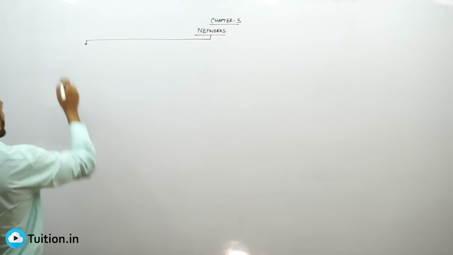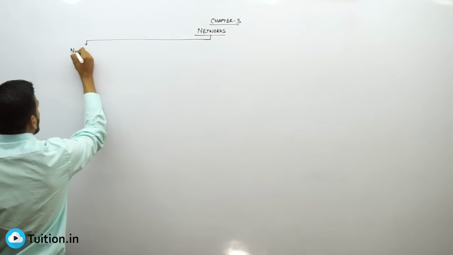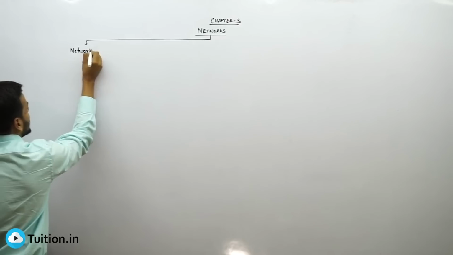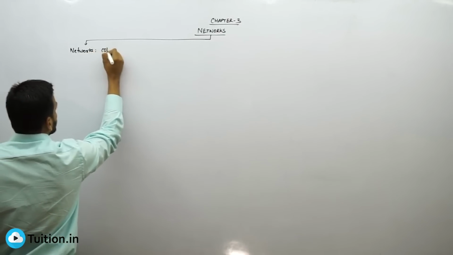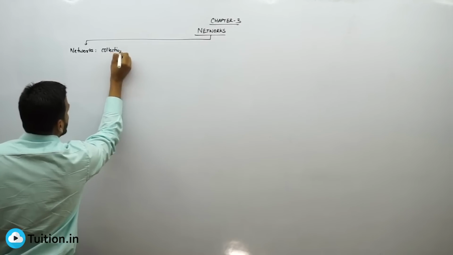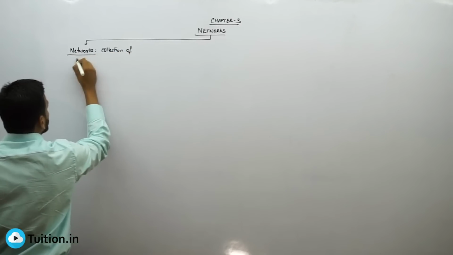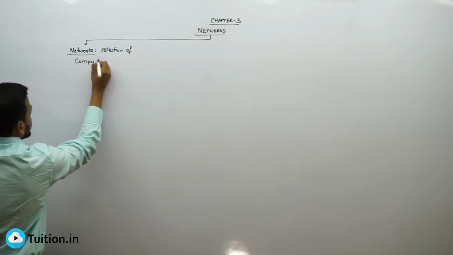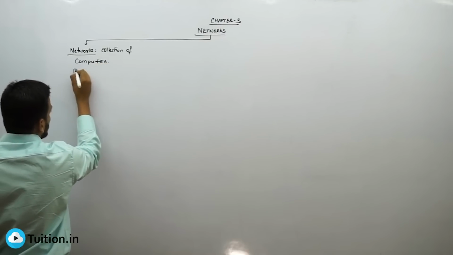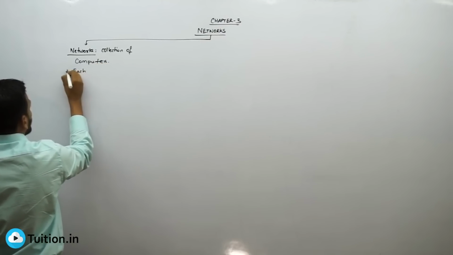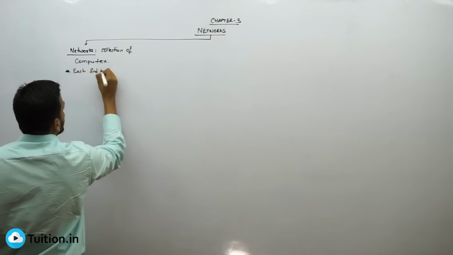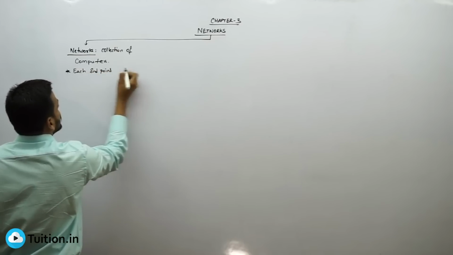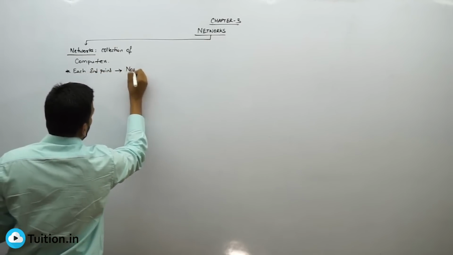First of which, let me start with what networks are. Networks are the collection of computers. And each endpoint is called a node, right? It's a very important point that I'm talking about. Each endpoint is called a node.